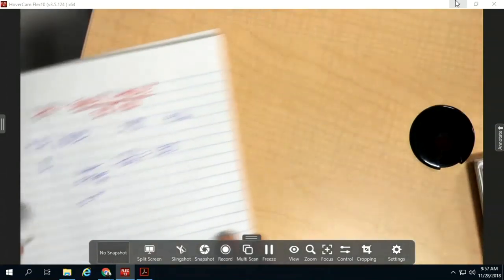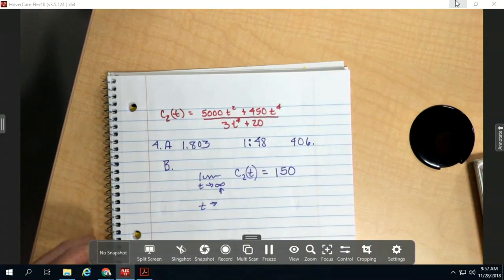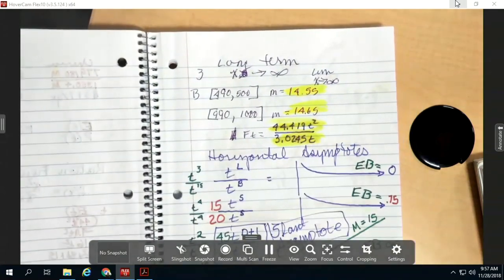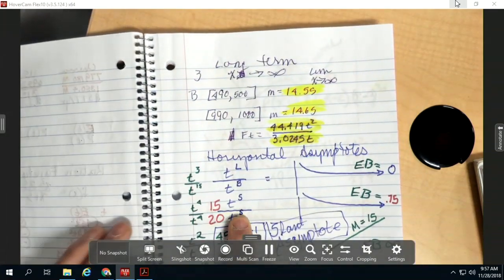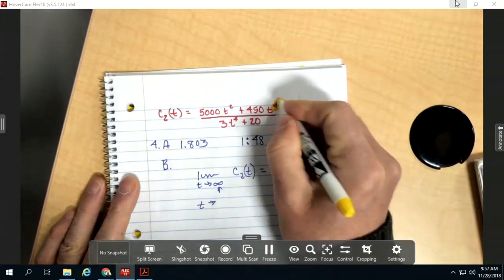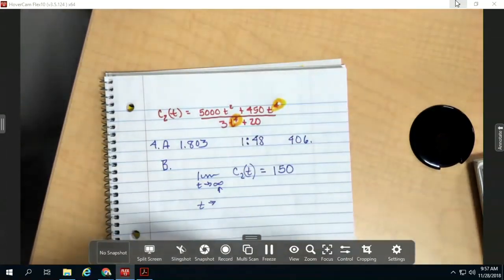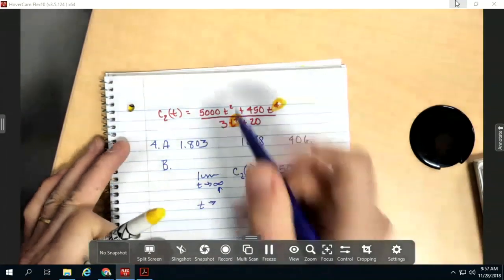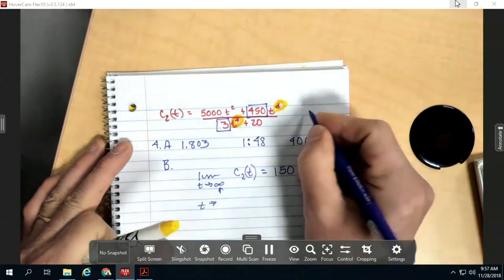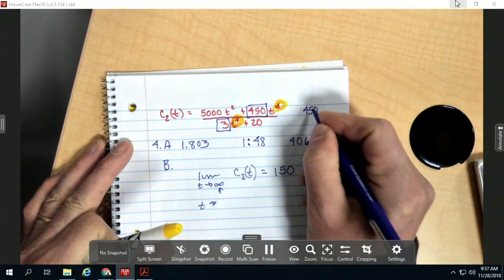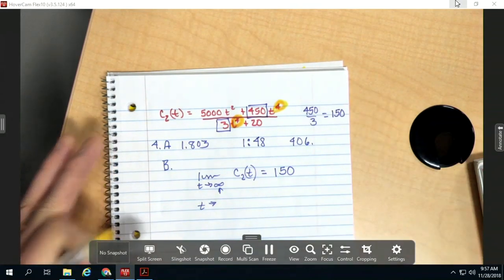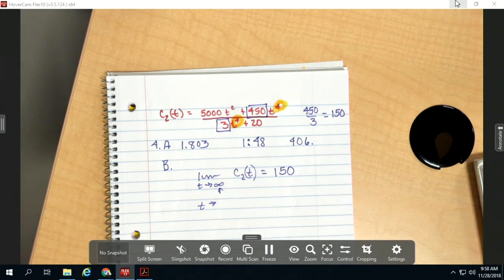Why was it 150? If you look back at our rules for asymptotes, the power of the numerator equals the power of the denominator. And when that's so, we take the numerator's leading coefficient divided by the denominator's leading coefficient. 450 divided by 3 is 150. So that's our first experience with this kind of thing.